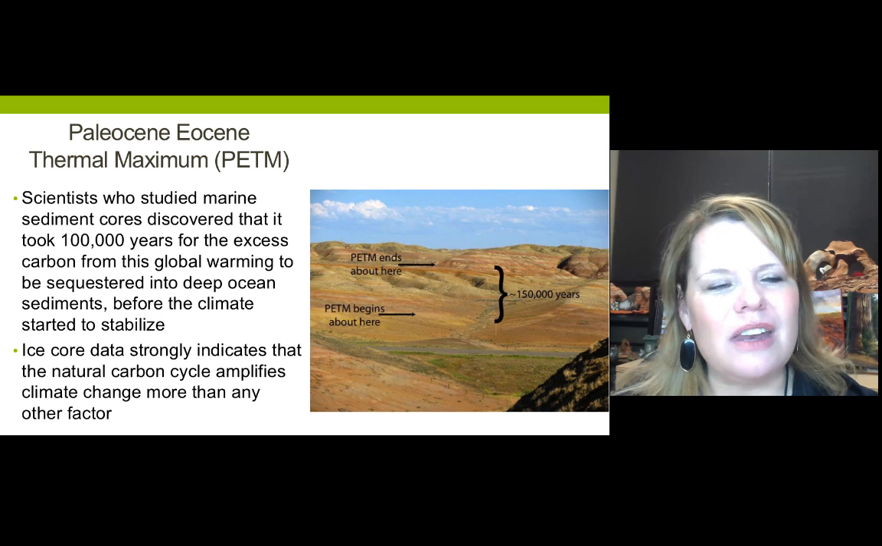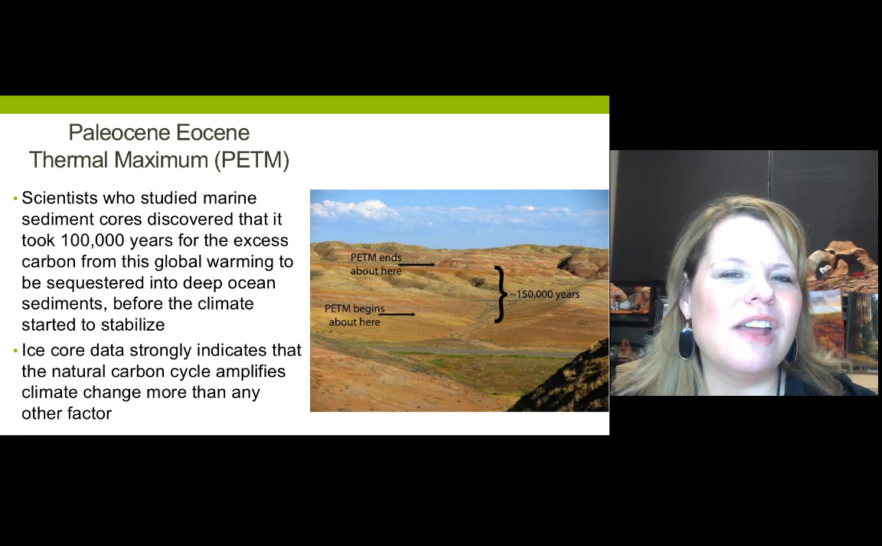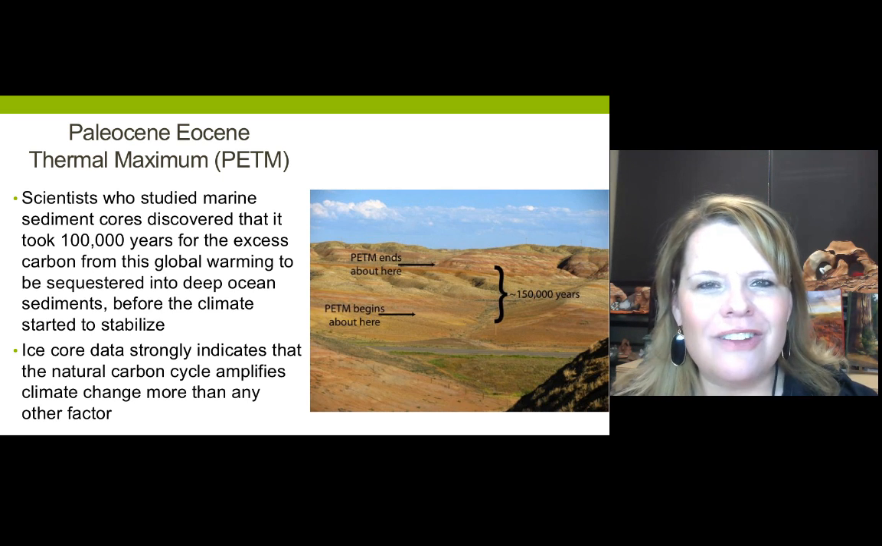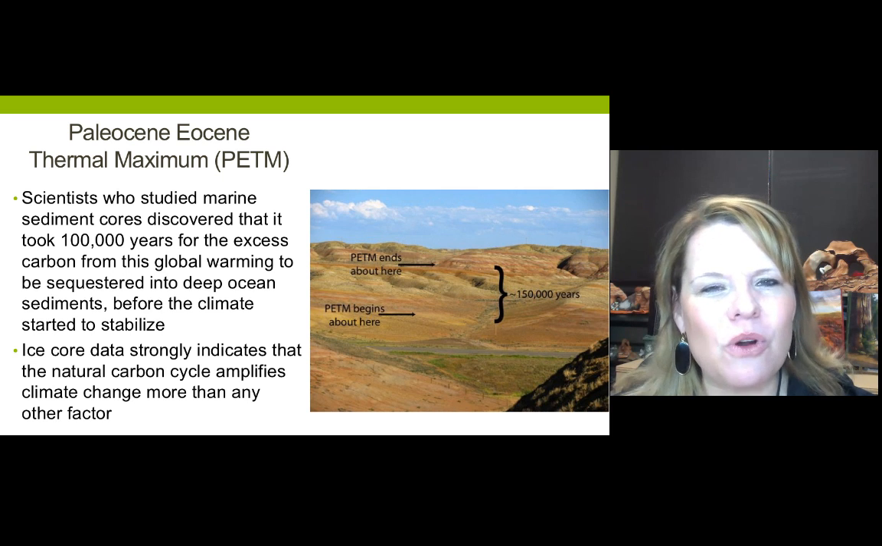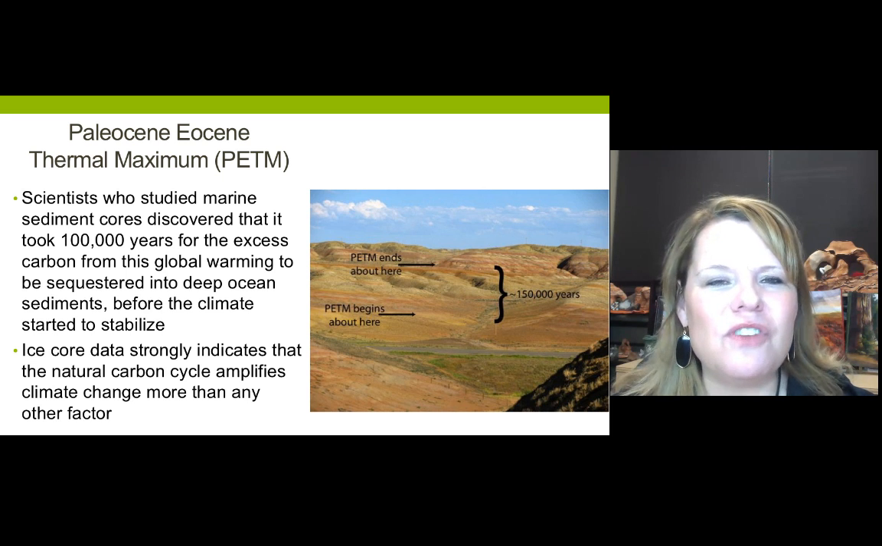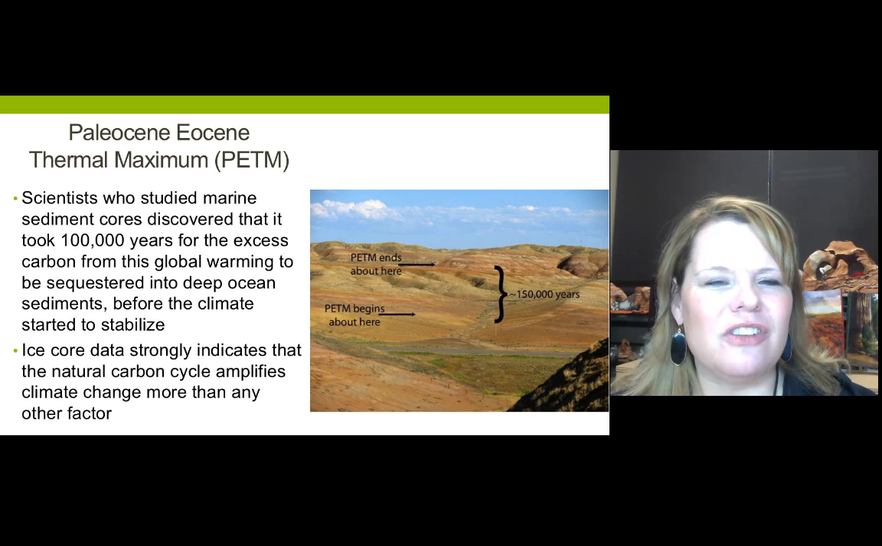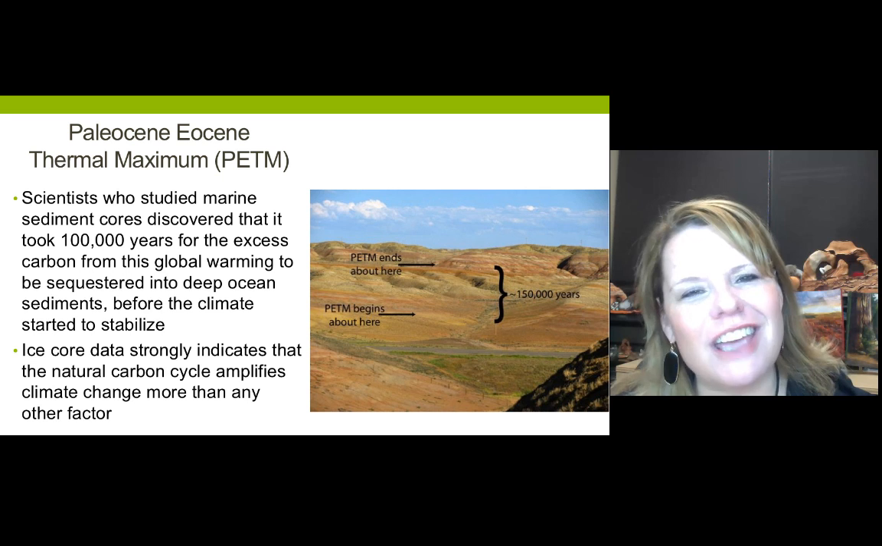So scientists who studied marine sediment cores discovered that it took about 100,000 years for the Earth to get back into shape. In other words, to snap back into fitness, to get back into budget after this severe climate warming event. So that meant that all that excess carbon from this global warming event had been sequestered in deep ocean sediments, remember limestone specifically. All of that got done before the climate started to stabilize again; it took that long to take care of business.